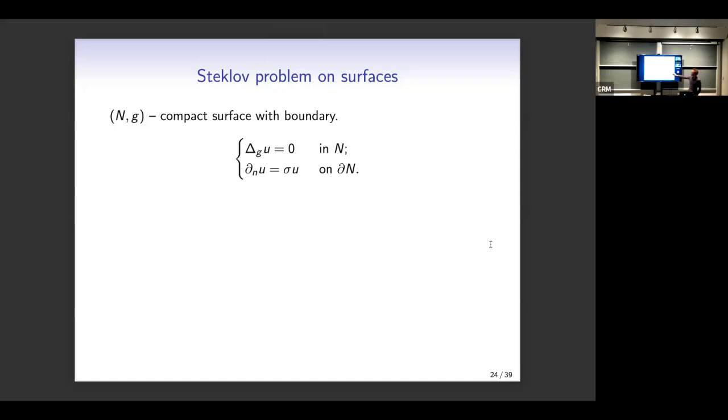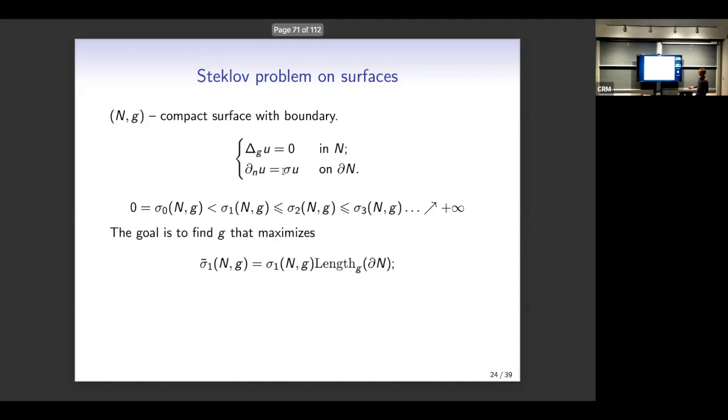So the Steklov problem is as follows. You look for harmonic functions on the interior, and your eigenvalue is in the boundary condition. The normal derivative is proportional to the function on the boundary, and this coefficient is the eigenvalue. And we do exactly the same thing. If the surface is compact, you get a nice sequence of eigenvalues going to infinity. The goal is to maximize this quantity, where now I'm normalizing by length because that's how it scales, and all the spectral business is happening on the boundary. So it's natural to normalize by length. The actual answer is that for this normalization, you get a connection to minimal surfaces that you wouldn't get for any other normalization. And then you look at this supremum among all metrics.